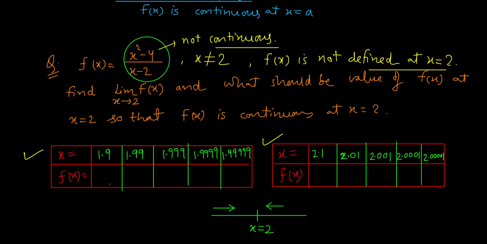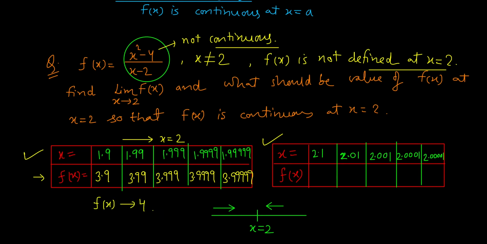So let's find the value of this function at the x values we have mentioned in these two tables. For x equal to 1.9, if you put it here, you will get f(x) equal to 3.9, and for 1.99 it will be 3.99, then 3.999, 3.9999, and finally at x equal to 1.99999, you will get f(x) equal to 3.99999. So what do you see here? As you are approaching closer and closer towards x equal to 2, f(x) is approaching towards 4, right?